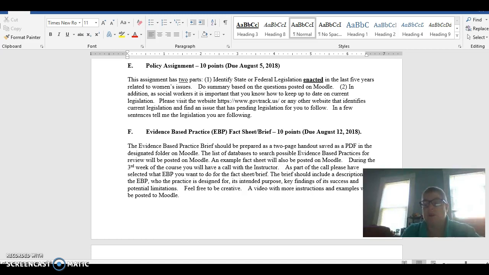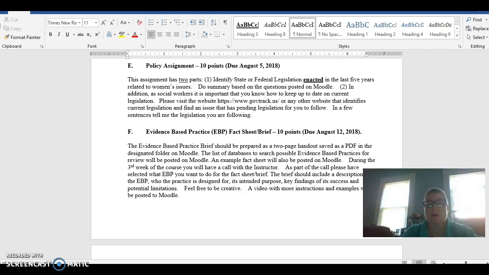A lot of times things are reauthorized every so many years. There are some big federal legislations that are reauthorized. I'm happy for you to do one of those larger federal legislations so that you can trace a little bit of its history, and then where is it now, with its most recent reauthorization.